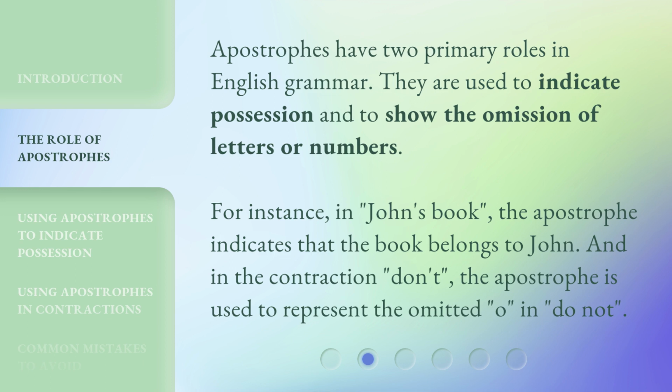Apostrophes have two primary roles in English grammar. They are used to indicate possession and to show the omission of letters or numbers. For instance, in John's book, the apostrophe indicates that the book belongs to John. And in the contraction don't, the apostrophe is used to represent the omitted O in do not.